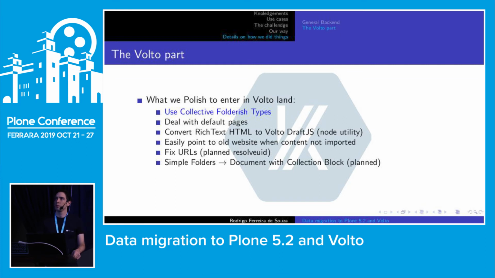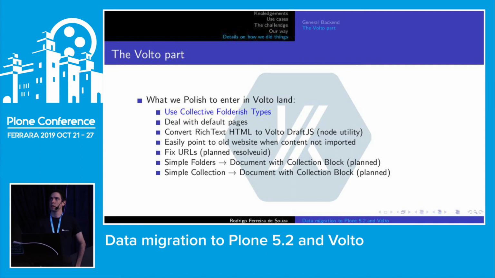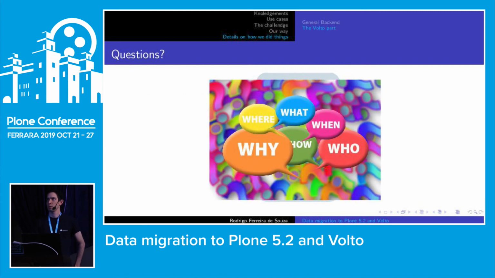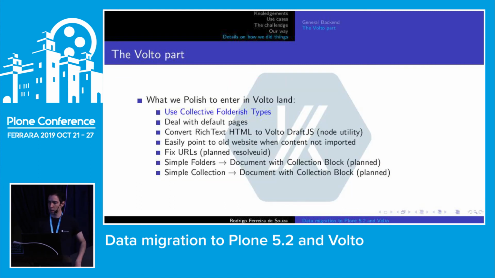Folders. For simple folders, we plan to show just a list of the items in the folder. So it's a simple document with the listing block, not collection. Sorry, the listing block showing what's inside the folder. For collection, it's a document with a listing block with the query of the collection. So those are the steps we did.